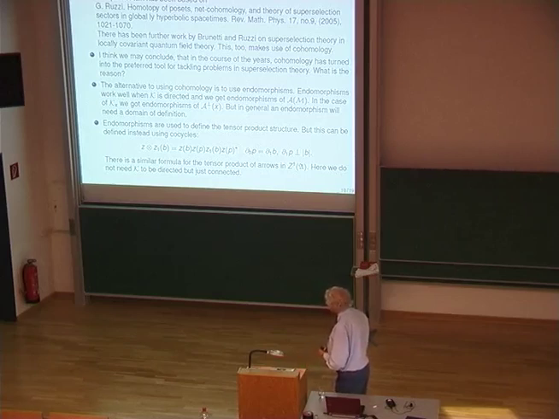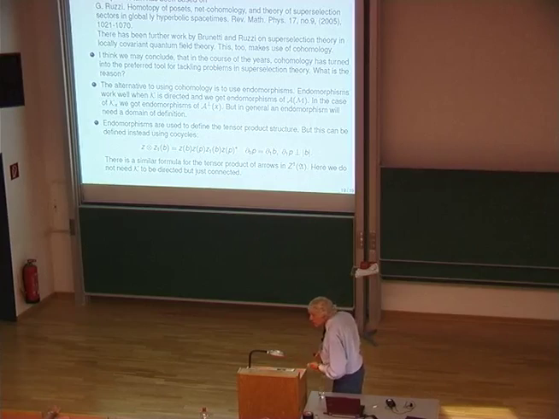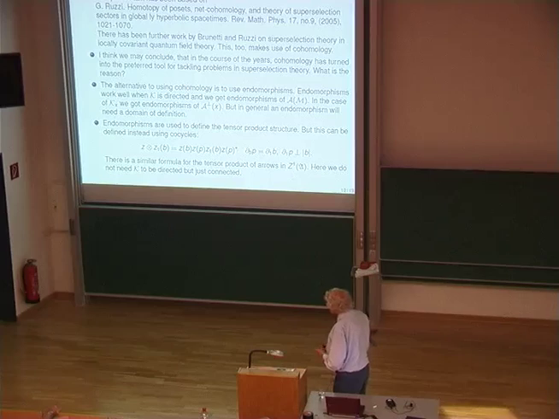They depended upon the set of double cones, or a set of diamonds. But in general, an endomorphism will need a domain of definition. And of course, as we know from the theory of unbounded operators, this is a big nuisance. And what do you need endomorphisms for? You need them to get this tensor product structure going.